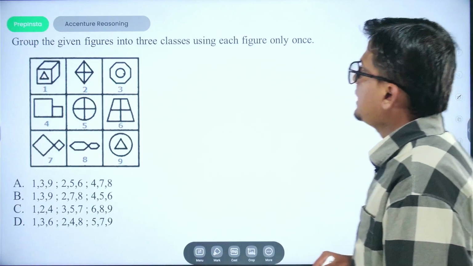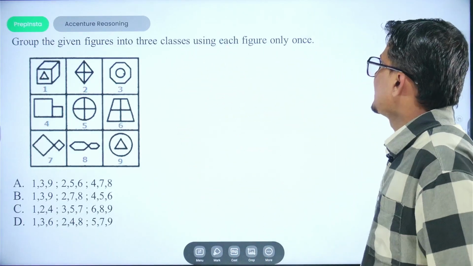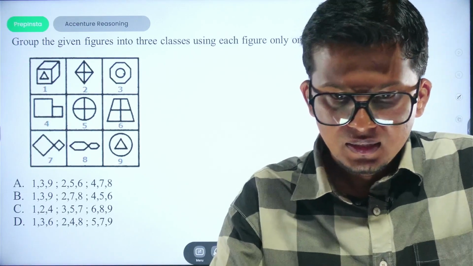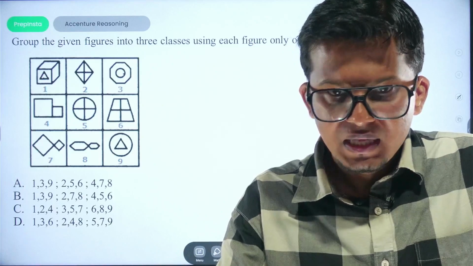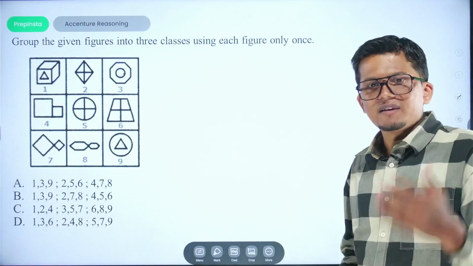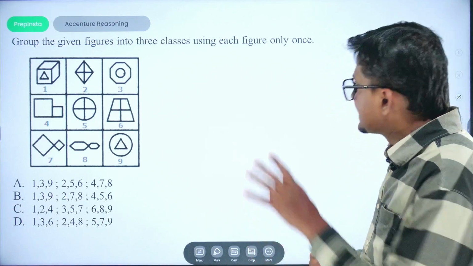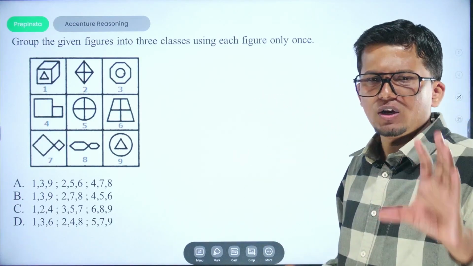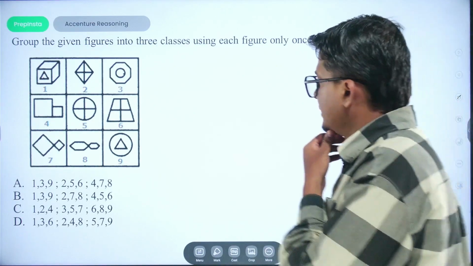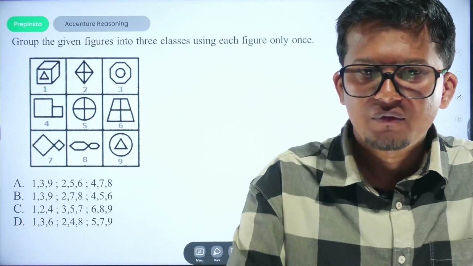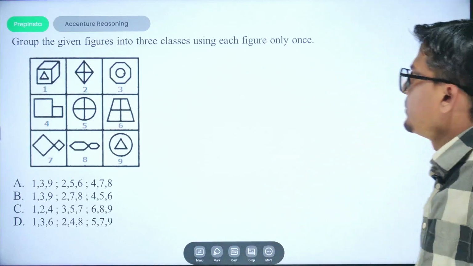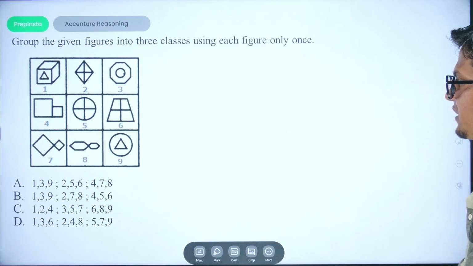The next question would be: group the given figures into three classes using each figure only once. So just take a timer, and try to solve this question. What would be the ideal approach? The ideal approach would be to use logic, identify the pattern given, and see where there is a repetition of any logic, or repetition of the sequence, or repetition of the characters here. So if I have to categorize, first of all I have to look at the patterns very carefully. So we are given a particular set of 9 figures.